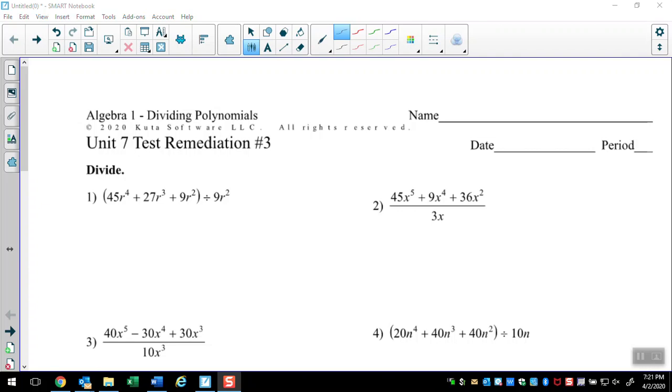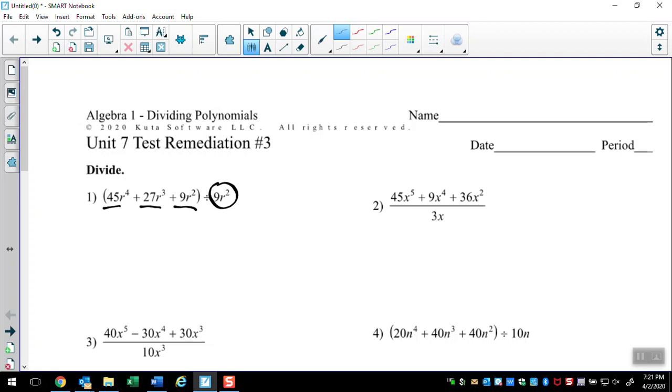Hi guys, I had a couple of requests to go over some of these problems for the test remediation. So I'm going to start with number 3, which is dividing. When we're dividing by a single termed monomial, like what we have here, that 9r squared, we're going to take the full polynomial and we're going to divide each term by 9r squared.